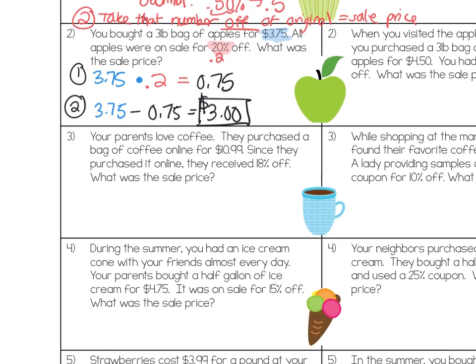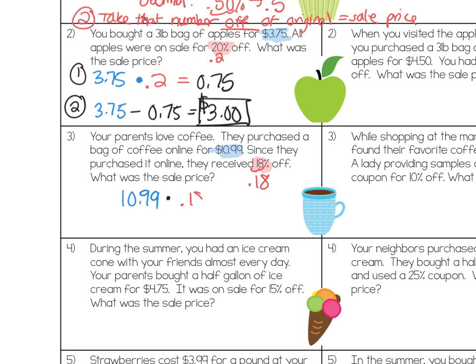In example number 3, it says, your parents love coffee. They purchased a bag of coffee online for $10.99. Since they purchased it, they received 18% off. What was the sale price? Okay, so again, we take the original price, which is $10.99, and we're going to multiply that by the percent as a decimal, which the percent is 18%. So if I move the decimal point over 2 to the left, then I'm left with 0.18.